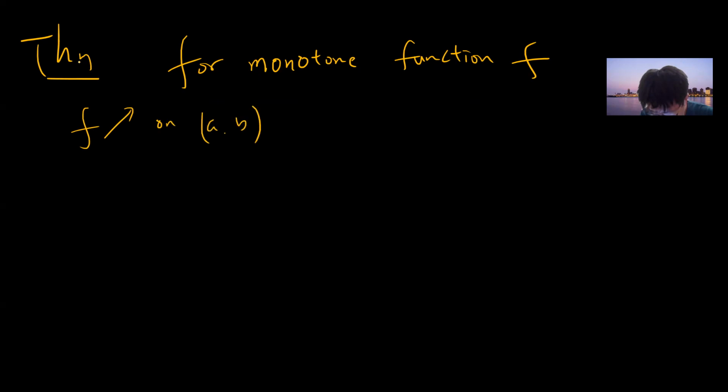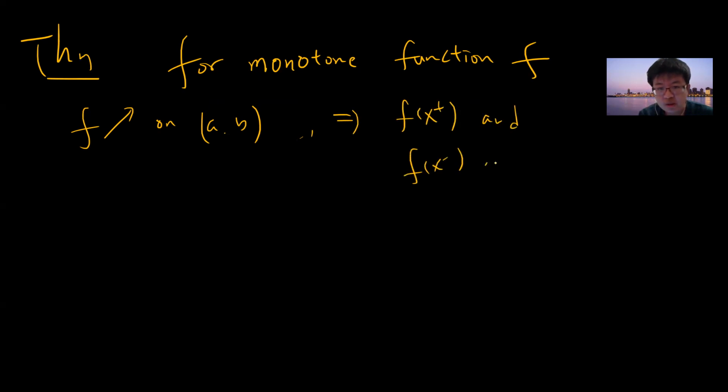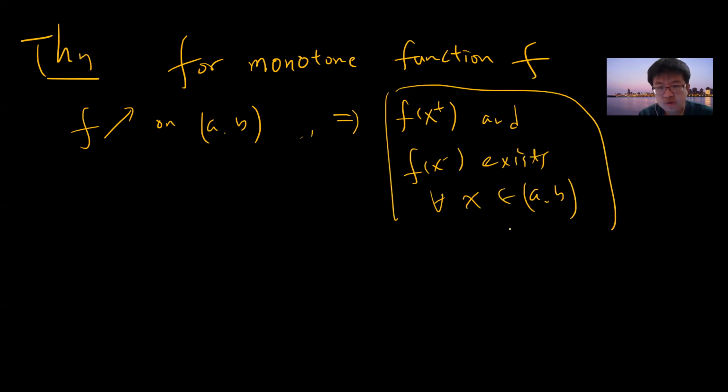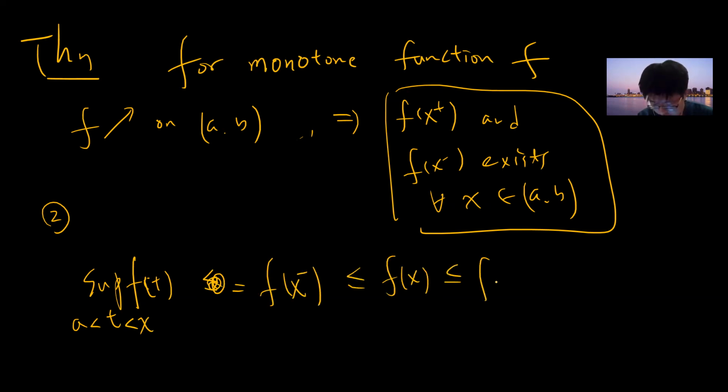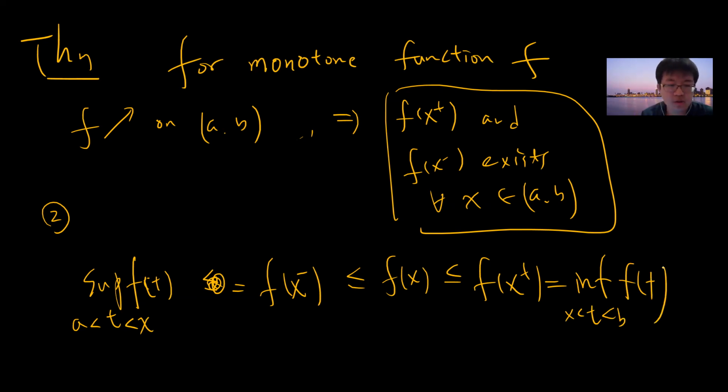The theorem says that f(x+) and f(x-) exist for every x in (a, b). This is the first statement. The second statement is that the supremum of f(t) for t less than x, which is f(x-), is less or equal to f(x), which is less or equal to f(x+), the infimum of f(t) for t in (x, b). So this is the second statement of the theorem.